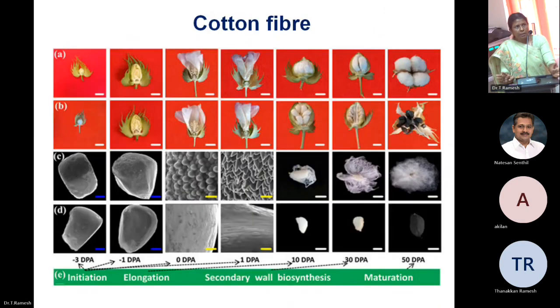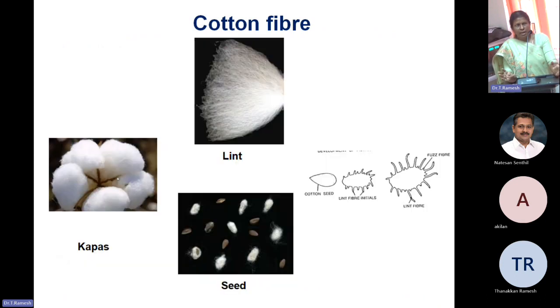If you take cotton, this is the development of cotton from initiation to full-blown kapas. It takes this many days. Even if you look under the electron microscope, you can see how initiation takes place, elongation, secondary wall formation, biosynthesis, and then how it matures into cotton fiber from the seed. I have shown this, just to give an idea.